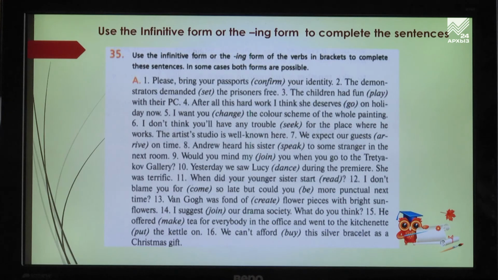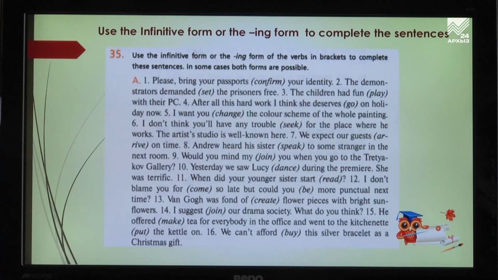The children had fun with their PC, that is personal computer. Дети забавлялись игрой на компьютере. Play is taken in brackets, and what do we use here? To or ing? The children had fun playing, quite right, playing with their PC.